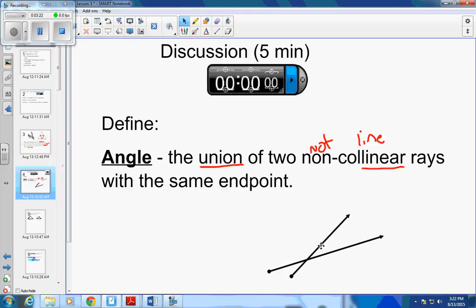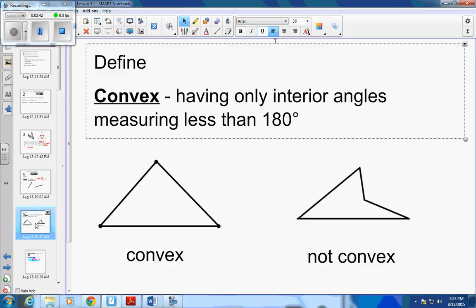So this is not an angle, this is not an angle, this is not an angle, and if I take this and join this up, and swing this around, that's not an angle either, because that would be a line. Okay, so 2 rays, same endpoint, you get an angle.